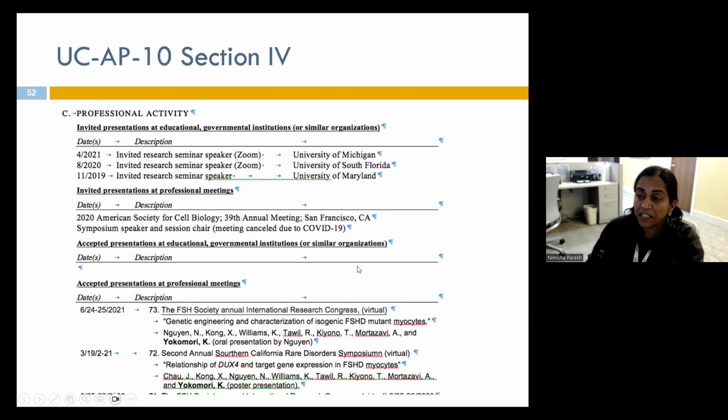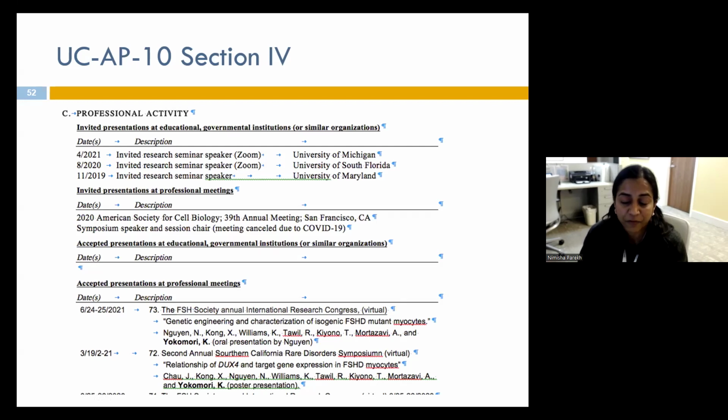Section C would be your professional activities. So the first part is invited presentations at educational, governmental institutions or similar organizations. So let's say you were invited to give grand rounds at the University of Michigan. This is where you would include that. Or you are a speaker for one of the research seminars, let's say for research day here at UCI. This is where you would include that. If you have an invited presentation at a professional meeting, either regional or national, then you would include that.